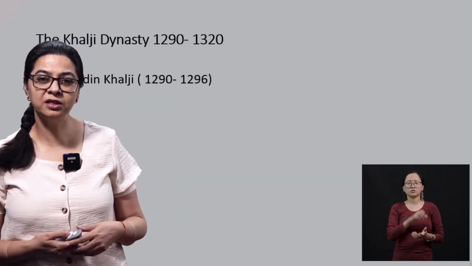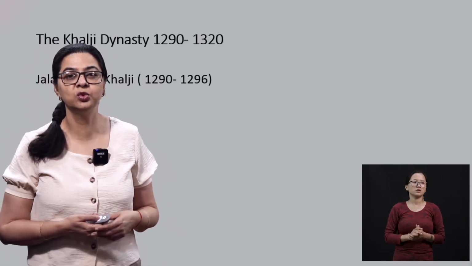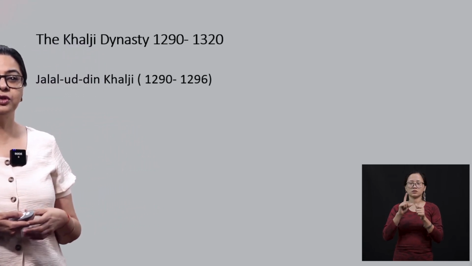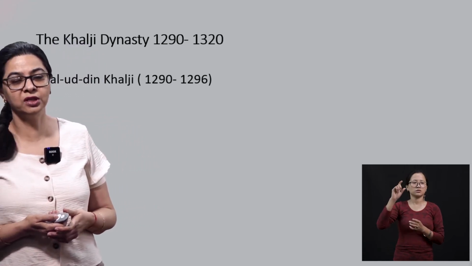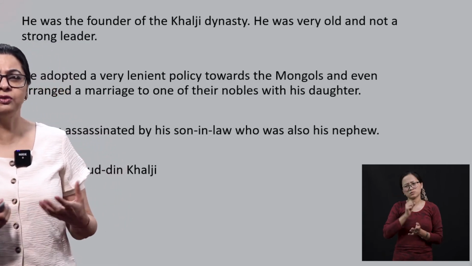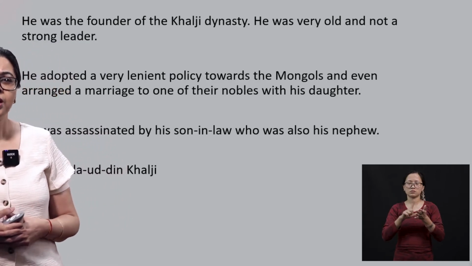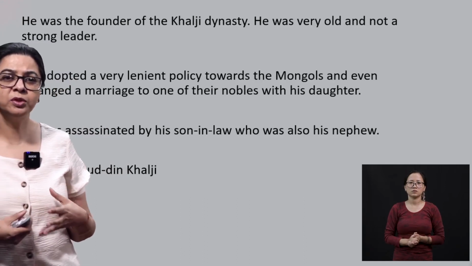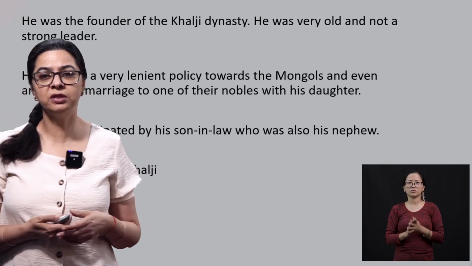So the Khilji dynasty was between 1290 to 1320, and the first one was Jalaluddin Khilji. Now Jalaluddin Khilji, when he came, he was very, very old and he was not a very strong leader, and he adopted a very, very lenient policy towards the Mongols.